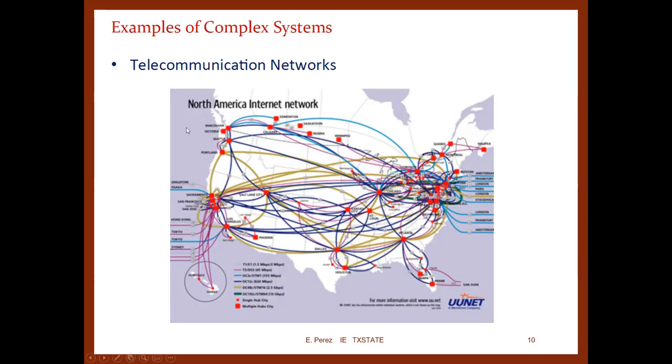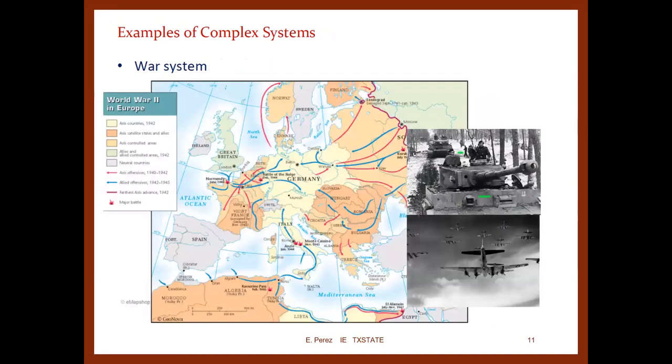So another big example. Some historical examples, war systems. So how do you define a strategy? How do you define a movement of the equipment that is needed to achieve the mission? So this is also a field, systems engineering, that is well known within the war system, within the Army, the Navy, the Air Force, and so on.